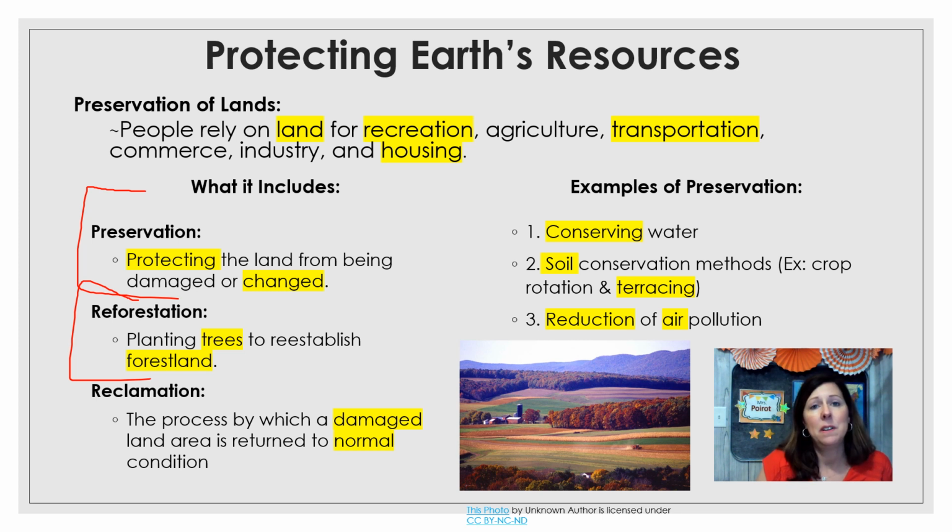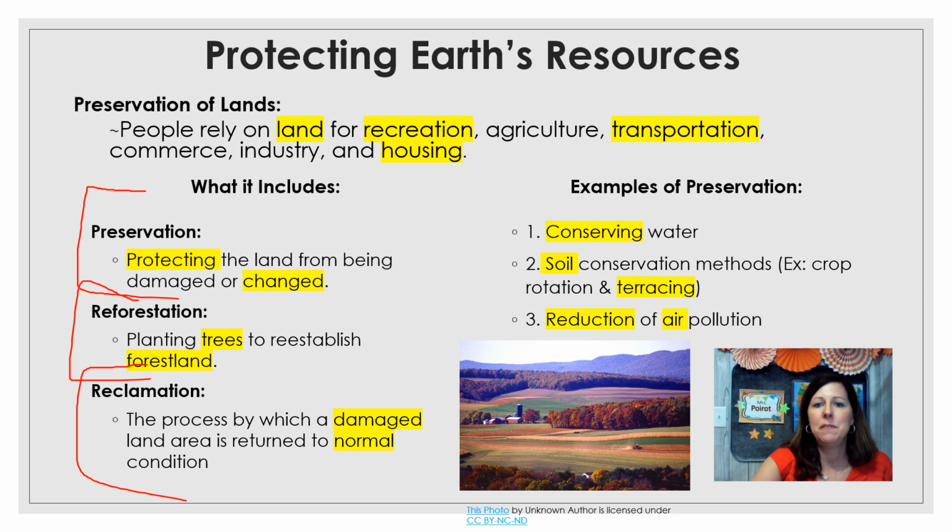Reforestation means like when we go in and cut down a bunch of trees to use for wood, we need to replant the trees. So that's called reforestation, planting trees to reestablish forest land. And then finally, reclamation. That means the process by which a damaged land area is returned to normal condition. We see this a lot on the coast where we've had hurricanes and different things where there's been a lot of erosion. They have to go back and reclaim it and turn it back into its normal condition.